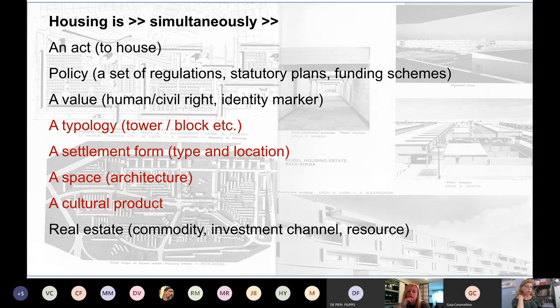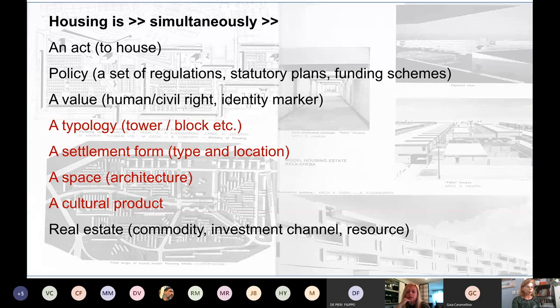And so to paraphrase John Turner's famous etymology for housing, asking whether housing is a verb or a noun, a process or a product, I frame housing as being simultaneously an act to house, a policy, a value, a typology, a settlement form, a space, a cultural product, and of course, real estate. As you can see, I highlighted in red the aspects of housing that are within the traditional scope of architecture. Since, as you very well know, housing is discussed in the last two decades primarily as a matter of planning and policy, and transitioning with neoliberalism to a matter of real estate development, while the architecture aspects of housing are largely missing from contemporary discourse, either as political product or as real estate product.